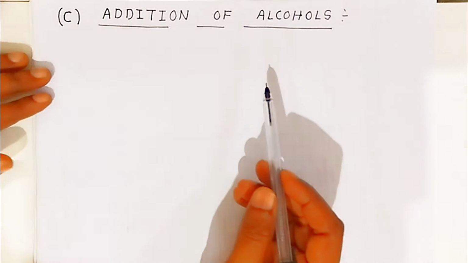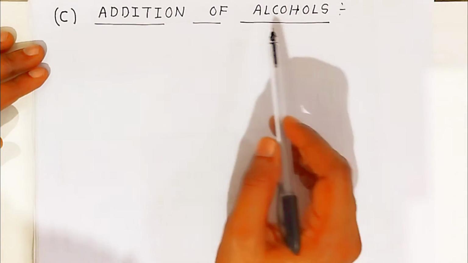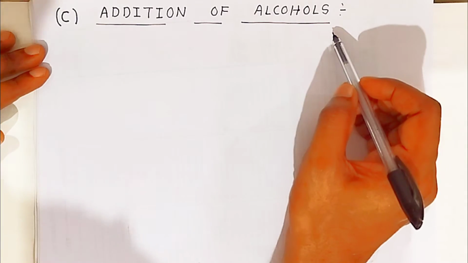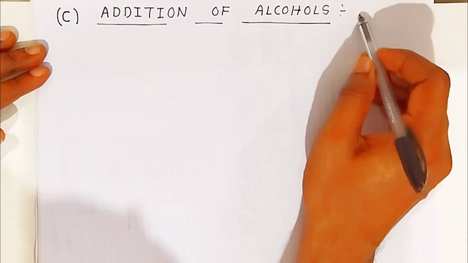The third type of addition reaction with aldehyde and ketone that we are going to see is with alcohols. In alcohols we are going to represent ROH.